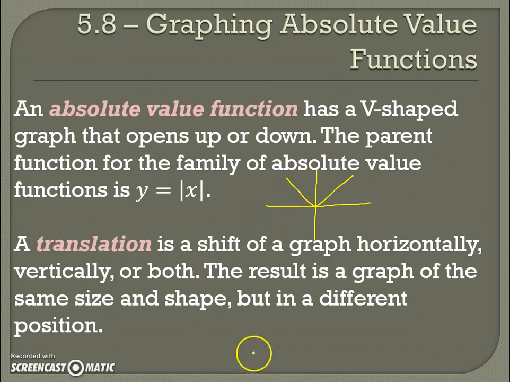A translation is a shift of a graph horizontally, vertically, or both. The result is a graph of the same size and shape, but in a different position. In other words, you're just sliding it around or moving it somewhere.